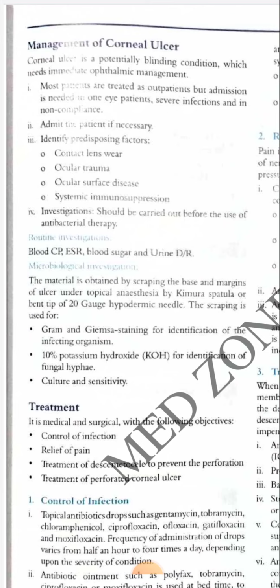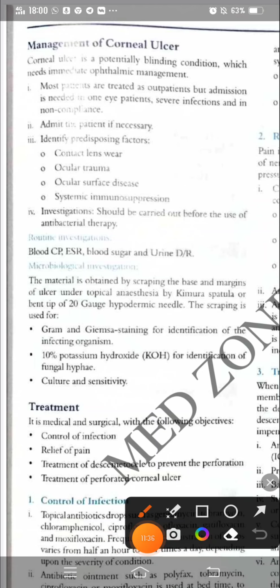Next comes management of corneal ulcer. Corneal ulcer is a potentially blinding condition, so you must treat it as immediately as possible. First of all, you must decide whether the patient is worth admitting to the hospital. If you want to admit him or her, then admit. Particularly you will admit the patient if he or she is a one-eyed patient, or whenever there is severe infection and non-compliance. Then after admitting the patient, you would identify the predisposing factors, that is, why this particular bacterial corneal ulcer has occurred.